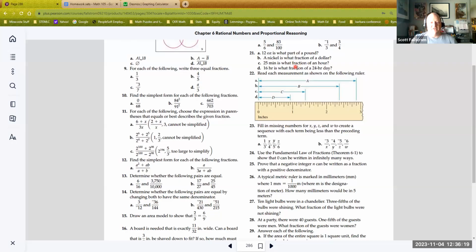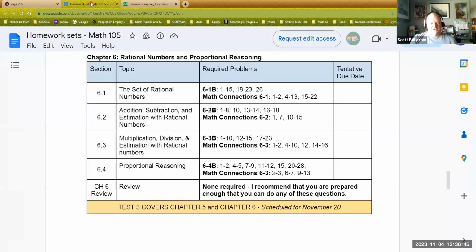Fractions in more everyday life, reading a ruler, which is one of the skills in the Common Core. Students need to be able to read a ruler for measurement. Fill in the missing numbers to create a sequence with each term being less than the preceding term. So you want to make a sequence that's less than. This is not an arithmetic sequence, doesn't have to be. And use the fundamental law of fractions to show that 0 can be written infinitely many ways. And let's see here, 1 through 23, that was that one.